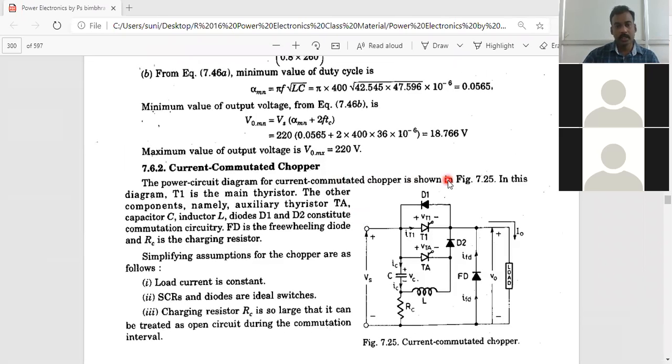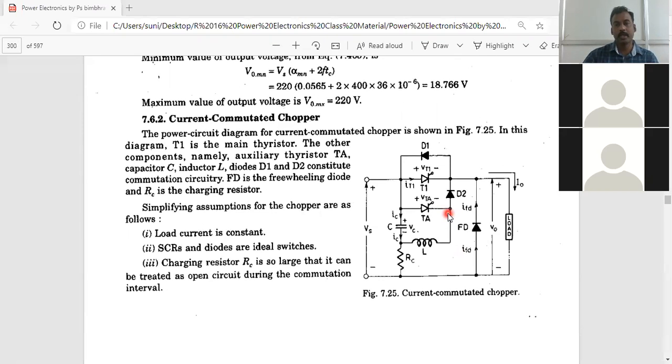Okay, so here you may consider this current commutated chopper construction is going to be like this. It is similar to that of a voltage commutated chopper, but the only thing is that a reverse current is going to be injected onto the device. Here the main chopper is nothing but the supply input voltage, thyristor T1 and load. That is simply the normal chopper circuit. The remaining circuitry is going to be forming the commutating circuit.